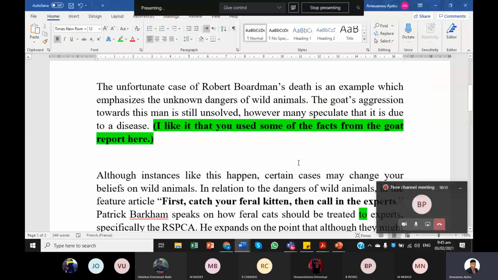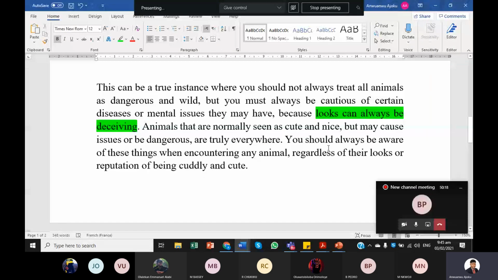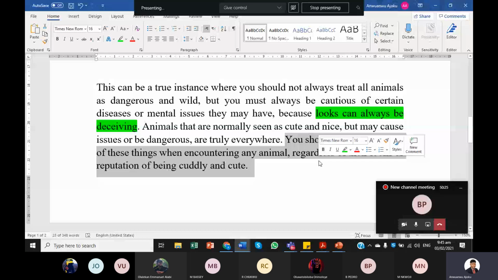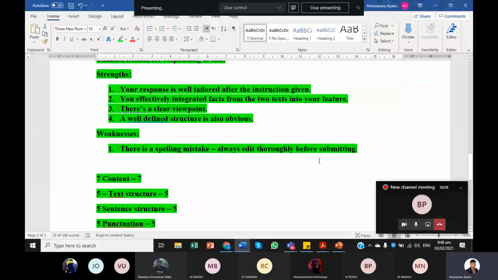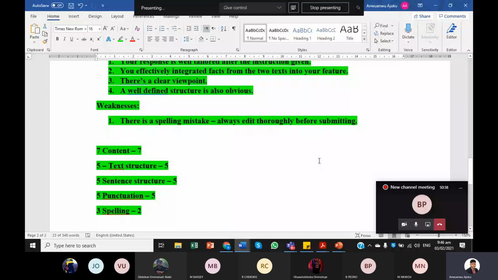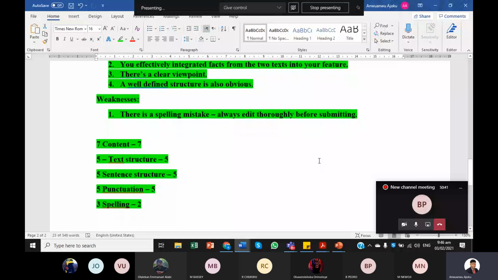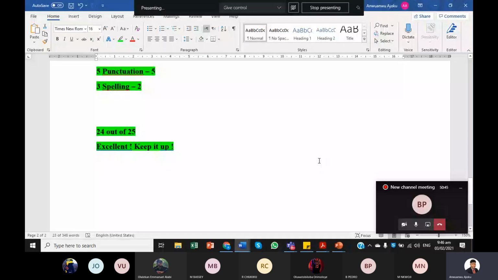Unfortunately, there's a background noise. Let me just say this. Yeah, he actually, from the last paragraph, you see that he expressed his viewpoint. You should always be aware of these things when encountering any animal, regardless of their looks or reputation of being cuddly and cute. Then I said, oh, Lekon, thank you so much for this. Your response is well tailored after the instruction given. You effectively integrated facts from the two texts, the goat report and the other one. There's a clear viewpoint, a well-defined structure also is here. But the only weakness is just a misspelling. That's it. So it's just cool, and it got 24 out of 25. This is a very good one.